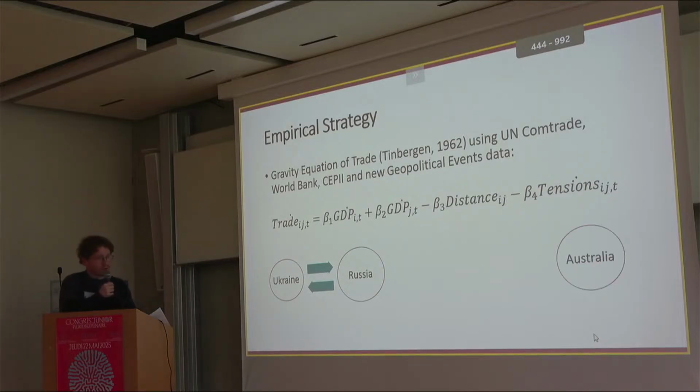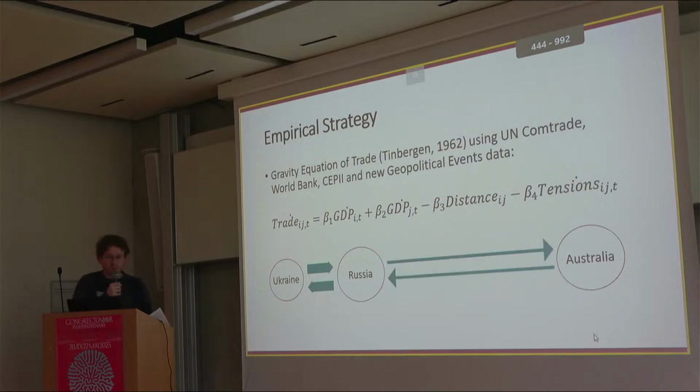If you take now Australia, Australia is also a rich country, but it's very far from Russia, so they are going to trade less. If you take now Mauritius, Mauritius is a very small island, not very rich, but also very far from Russia, so they are going to trade even less.